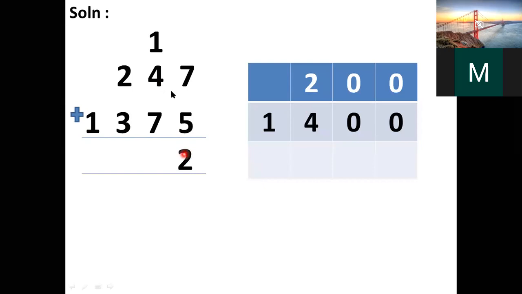Next you add 1 plus 4, 5. 5 plus 7 equal to 12. You write 2 in the tens place and 1 goes to carry. 1 plus 2 equal to 3. 3 plus 3 equal to 6. And next 1 is also there, so you write 1. So the actual sum is 1622.